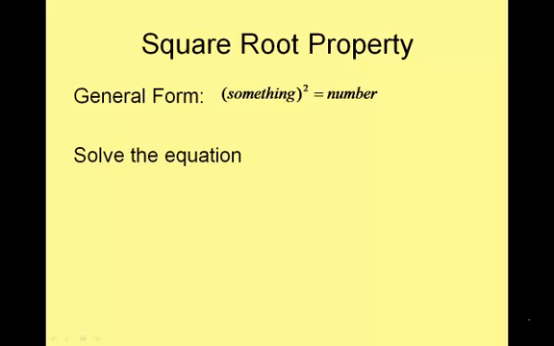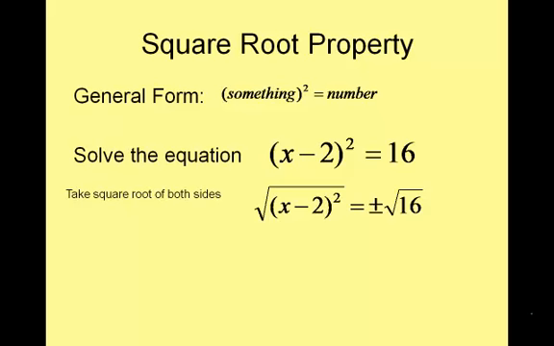The square root property can also be used if you have a variable with other properties in it. For example, if you have x minus 2 squared equals 16, the object here is to solve for x, so you can take the square root of both sides. And so you end up with x minus 2 is equal to plus or minus 4.